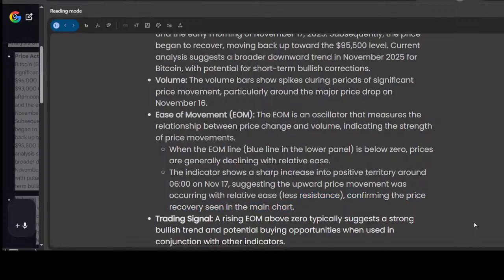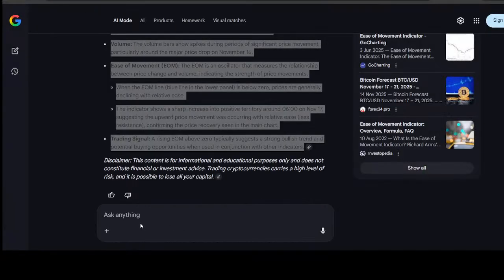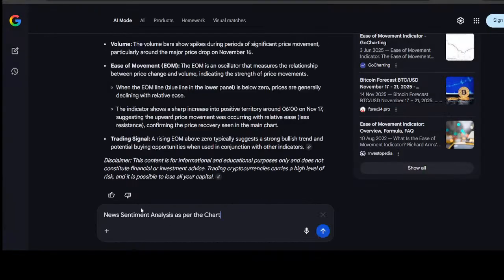And this is a trading signal. A rising EOM above zero typically suggests a strong bullish trend and potential buying opportunities when used in conjunction with other indicators. You can do the same with speech recognition, text recognition, or any analysis as a response you want.